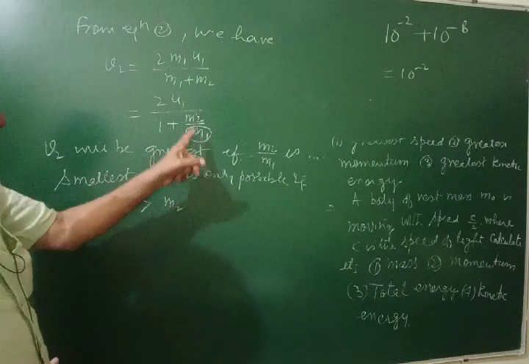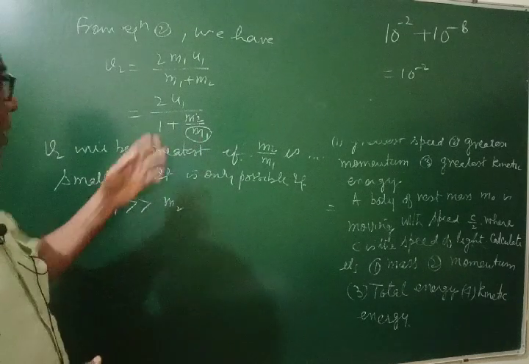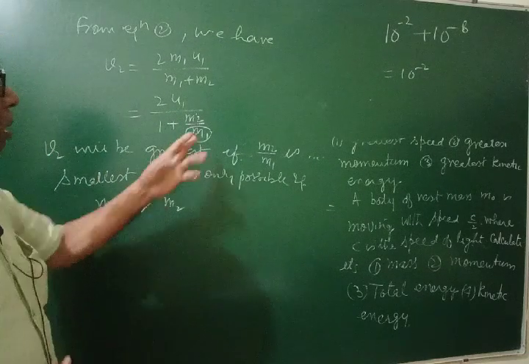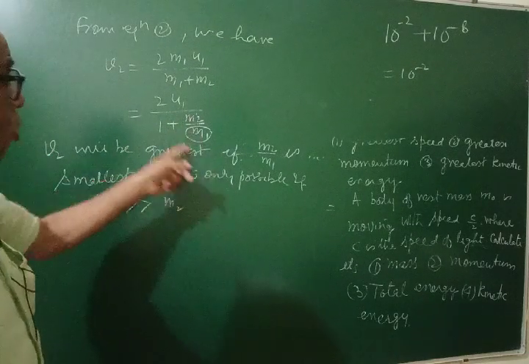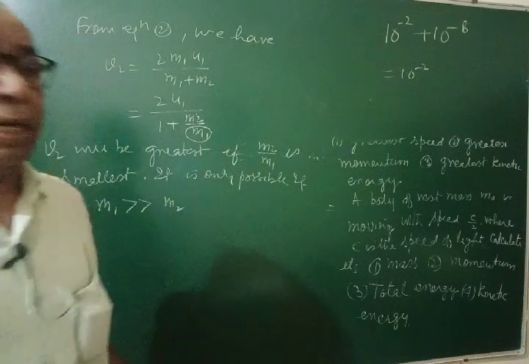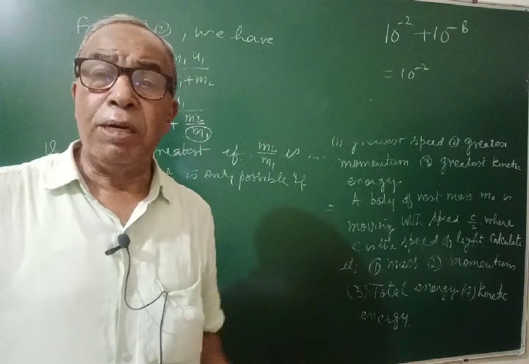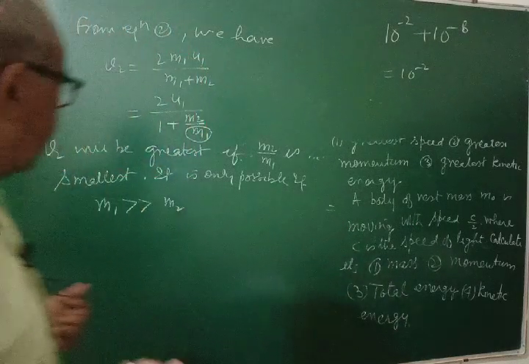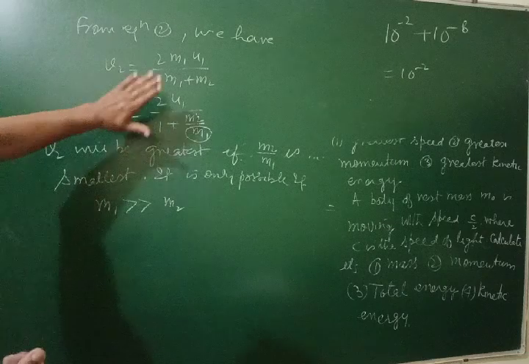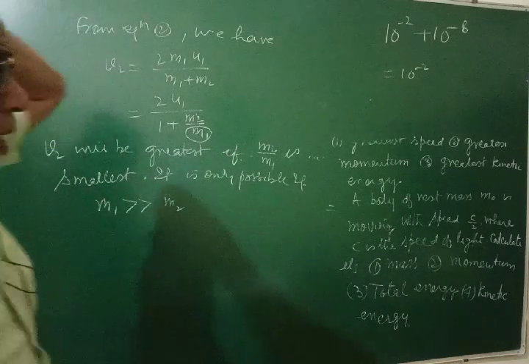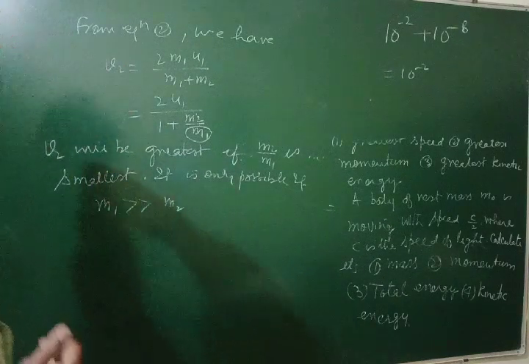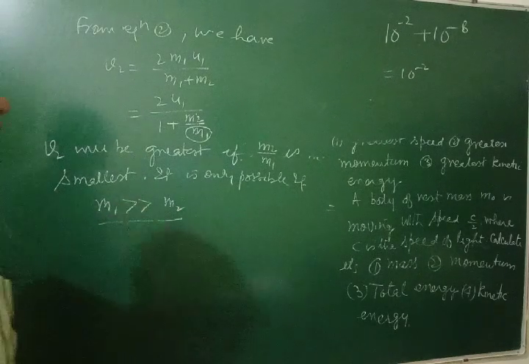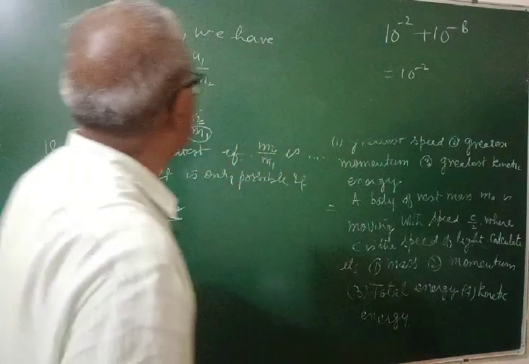If m2 upon m1 is negligible in comparison to 1, this term becomes 0, and you know something divided by infinity is 0. Infinity means a big number with respect to some small number. Is that clear? So for a body of mass m2 to recoil with greatest speed, m1 should be very much greater than m2. This question was asked in the Roorkee exam and test.